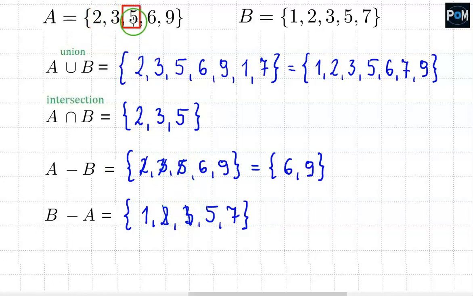In set A, there is a 5, so we also discard the 5. In set A, there is a 6, but there's no 6 here, so we won't discard a 6. Similarly, we won't discard a 9 because it's not here. So we are left with only 1 and 7. So the difference of sets B and A is a 2-element set consisting of 1 and 7.